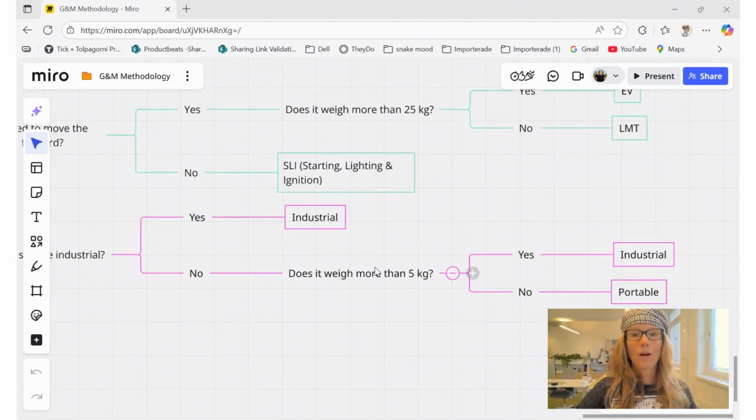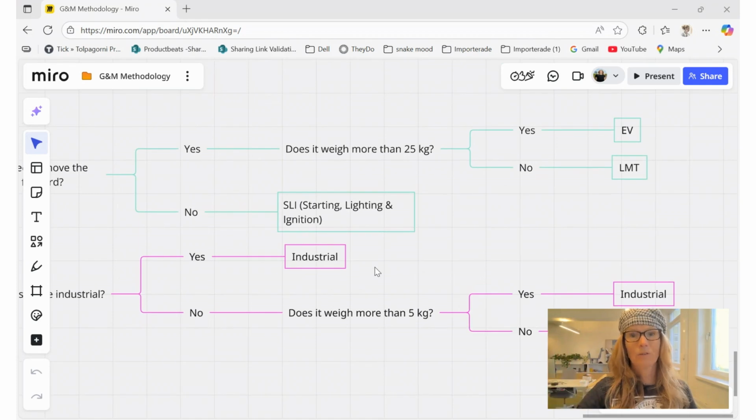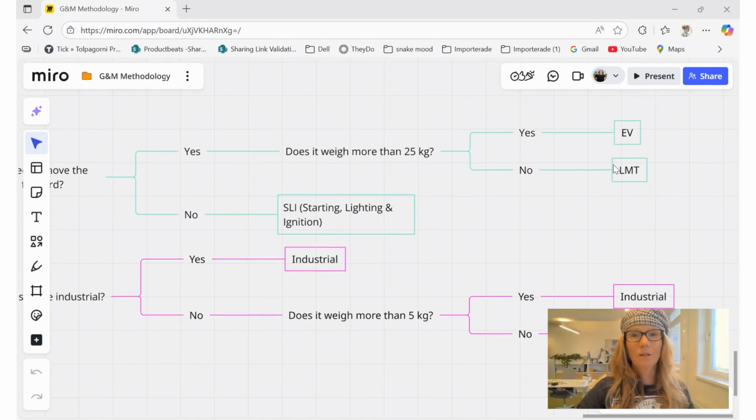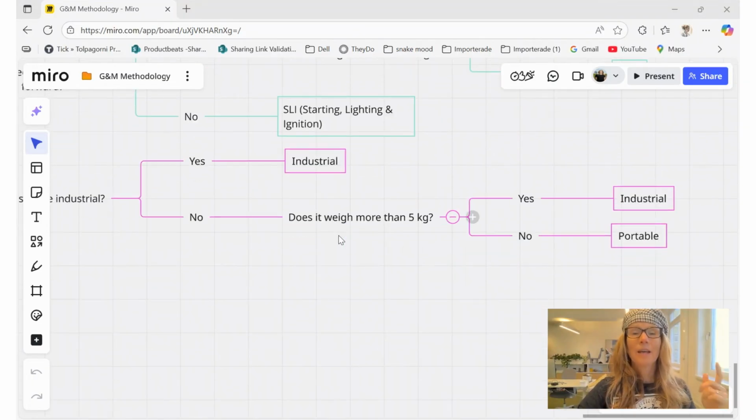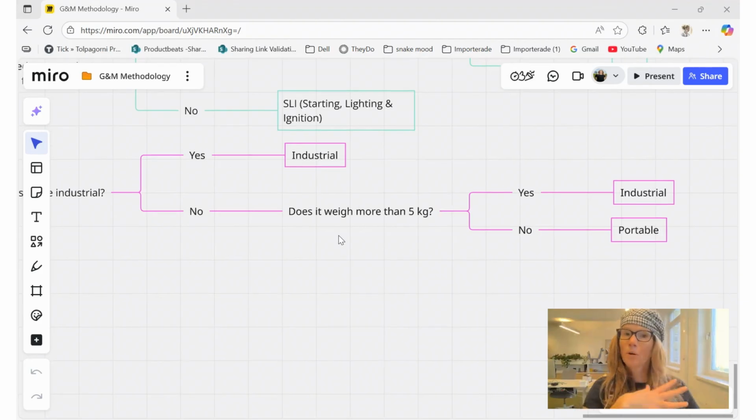Okay, so there are actually 5 categories of batteries. It's the electric vehicle, the light means of transportation, the SLI, starting, lighting, ignition, industrial, and portable. The important thing is to start by sorting out if it's a vehicle, and then if it's industrial, the rest will fall out. And there are, of course, corner cases like forklifts and snowmobiles, lawn tractors, etc. But I'm sure you'll figure it out.